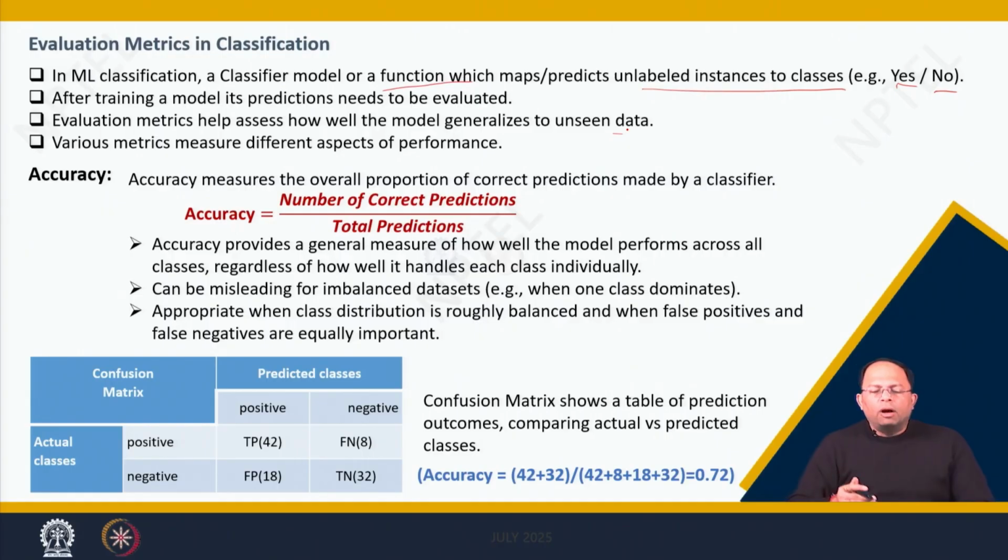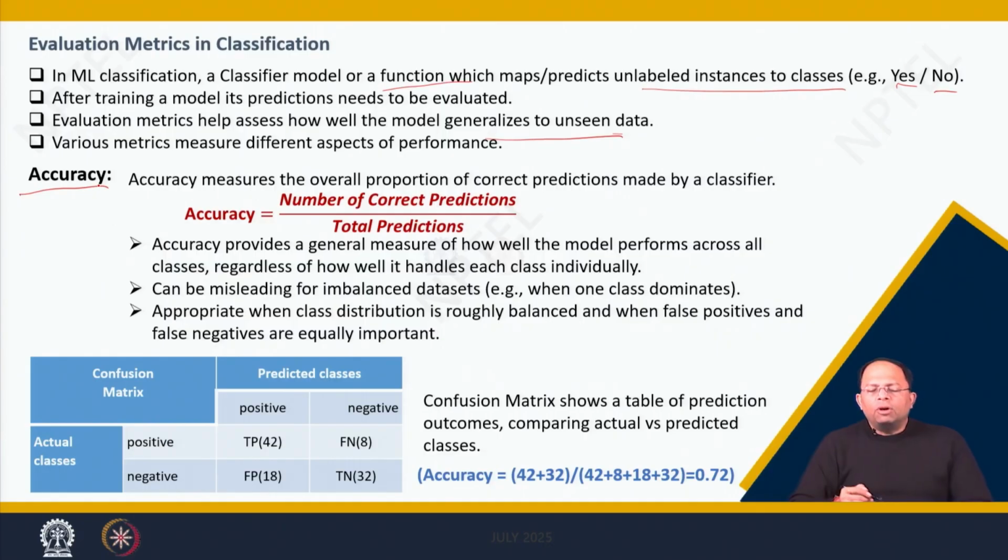That means, of course, the model is built on a set of data, and it will be able to predict that data, but if I apply the model to some other data, how well will it be able to predict? In any other sort of unknown data, how consistent would the model results be? That means how we can generalize that particular model. So various metrics measure different aspects of performance. There are different ways to measure that. The most important one is called accuracy.